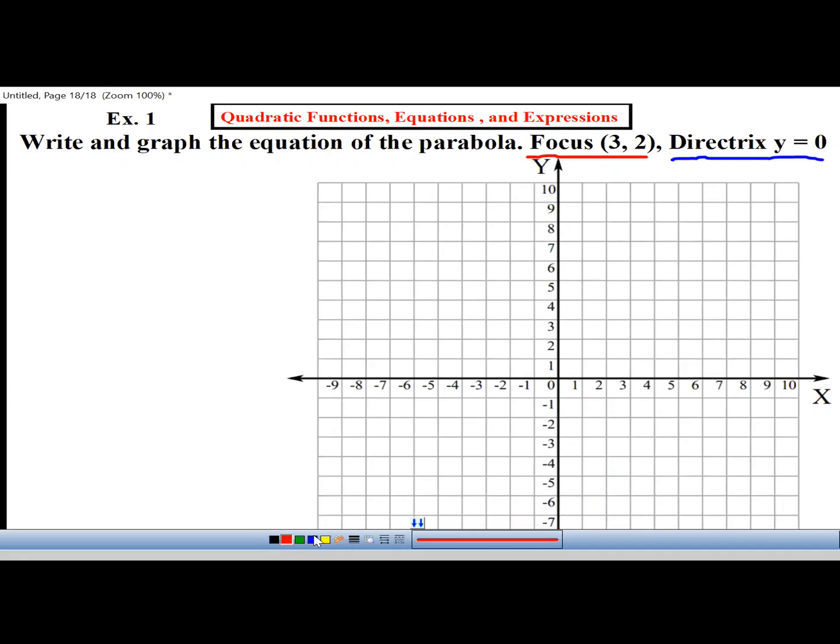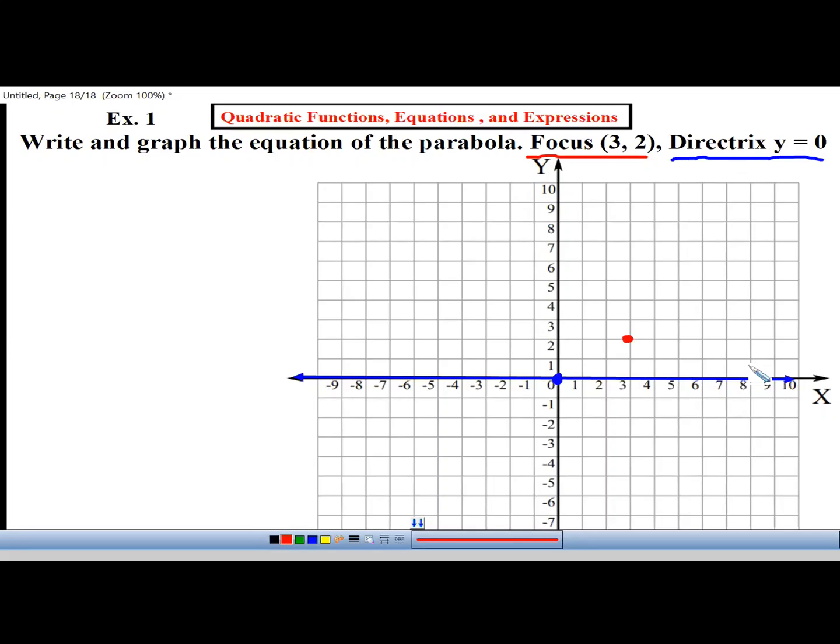Okay, so let me plot the directrix. It is going through y equals 0. Y equals 0 is right there. And remember on the warm-ups last week that whenever we graphed y equal to a number, it was just a straight line going through that value. So here's my straight line in blue. There it is. All right, what else do they give me? They give me a focus. The focus is (3, 2). There it is.